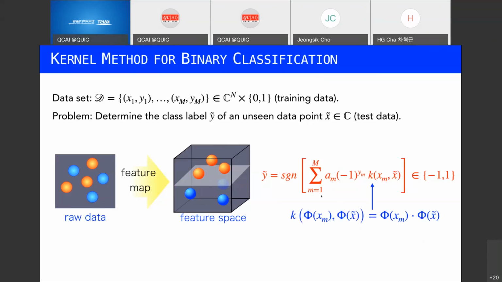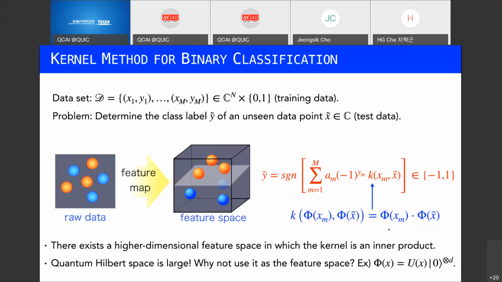So in this new space, the kernel function, which tells us the similarity between training data and test data, can be given as an inner product in this space. What kernel theory tells us is that if this kernel function satisfies a certain property, then there must exist a high-dimensional feature space in which the kernel is an inner product. Intuitively, this means that if this kernel function satisfies a certain condition, then there must exist a feature map such that we can find a linear decision boundary or hyperplane in the new feature space.